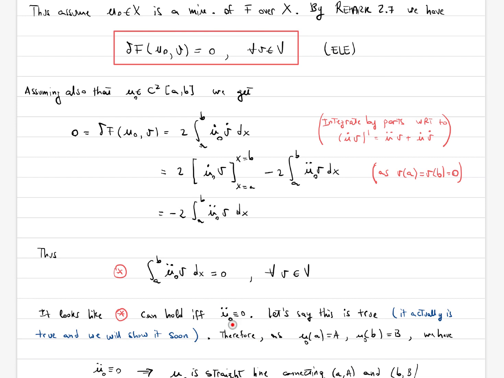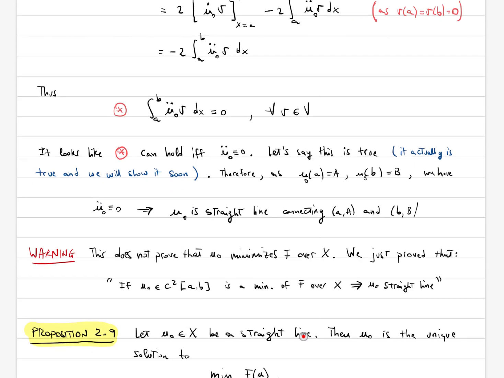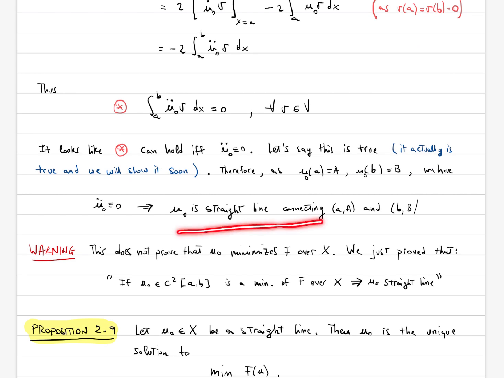So u double dot is 0. Then recalling that at the extreme points u has to value capital A and capital B, we conclude that u is a straight line. We conclude that u must be a straight line connecting the 2 points, the points with coordinates A, capital A, and B, capital B.